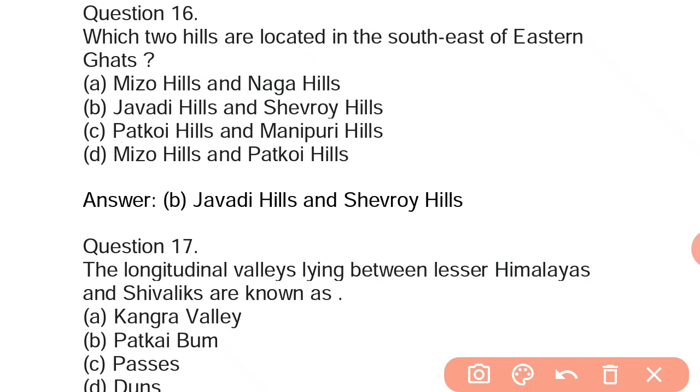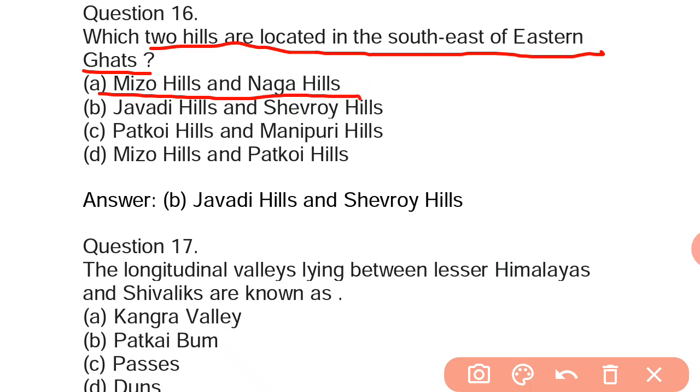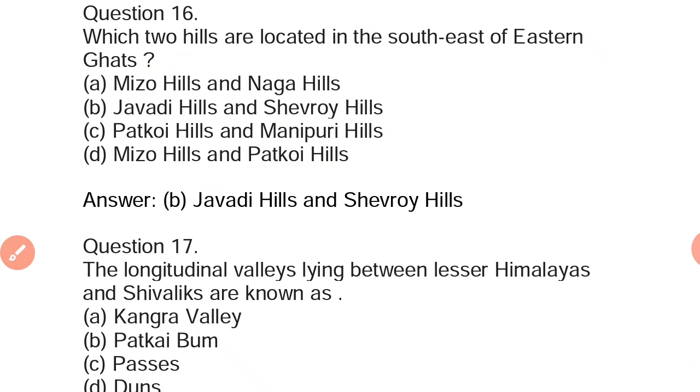Which two hills are located in the southeast of Eastern Ghats? Option A Mizo Hills and Naga Hills. Option B Javadi Hills and Shevaroy Hills. Option C Patkai Hills and Manipuri Hills. Option D Mizo Hills and Patkai Hills. Right answer is option B Javadi Hills and Shevaroy Hills. Next question.